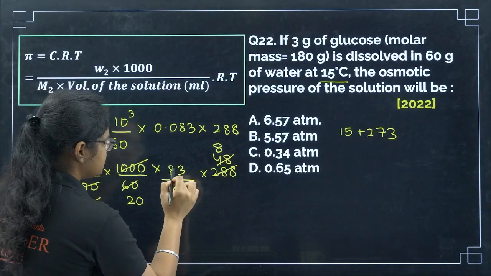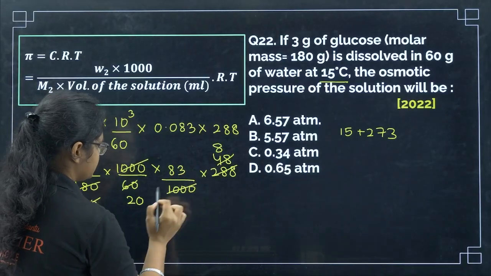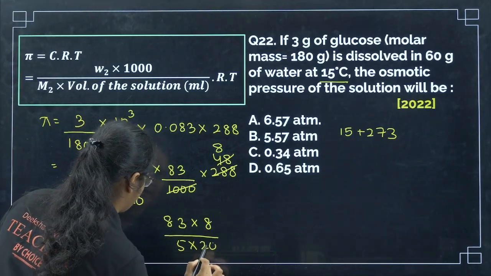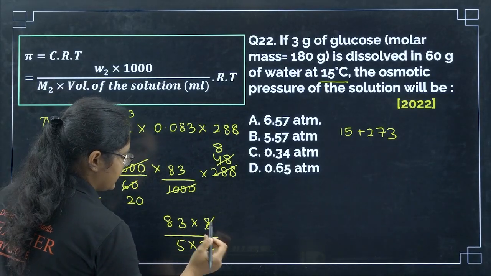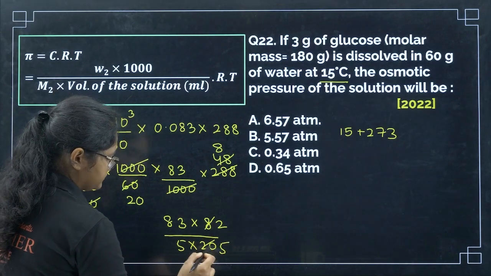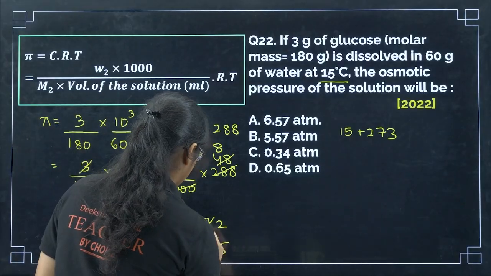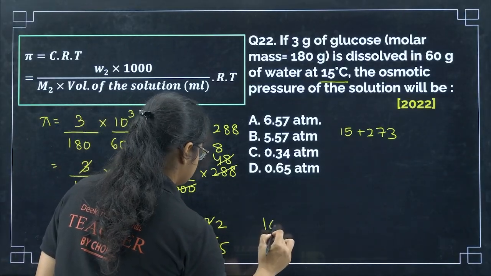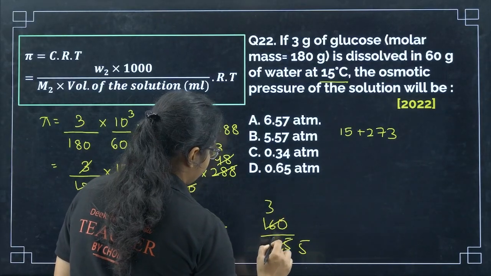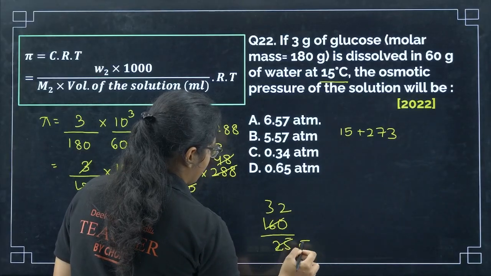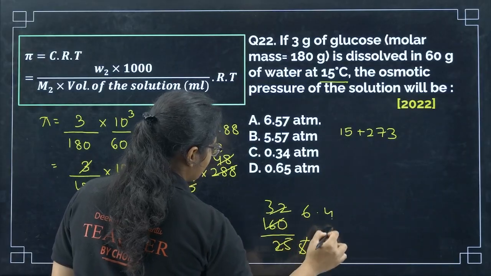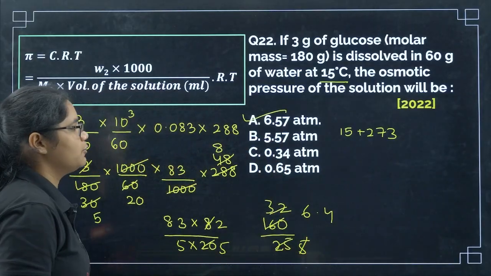So I have 0.083 into 8 divided by 5 into 20. I can cancel 4 2s are 8, 4 5s are 20. Then if I round 0.083 off to 0.08, 80 into 2 is 160, 160 by 25, so 5 5s are 25, 5 3s are 15, I have 32, then 5 6s are 30. I'll get 6.4 something, or you can find the nearest answer, which is option number A here.